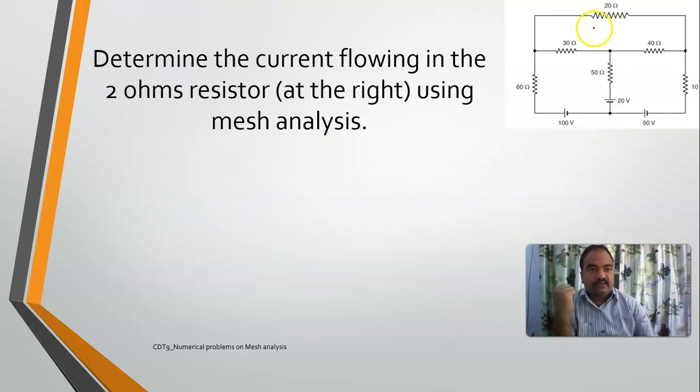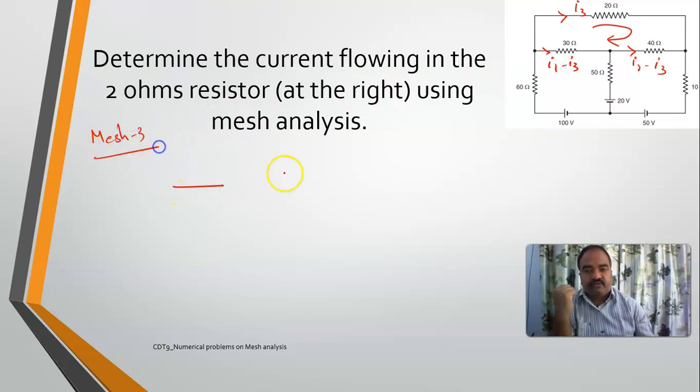This is for mesh 3. How many elements are there? 1, 2, 3. This is I3 current. This is I2 minus I3 current. And this is I1 minus I3 current. So if I write it, mesh 3. So 1, 2, 3 elements are there.